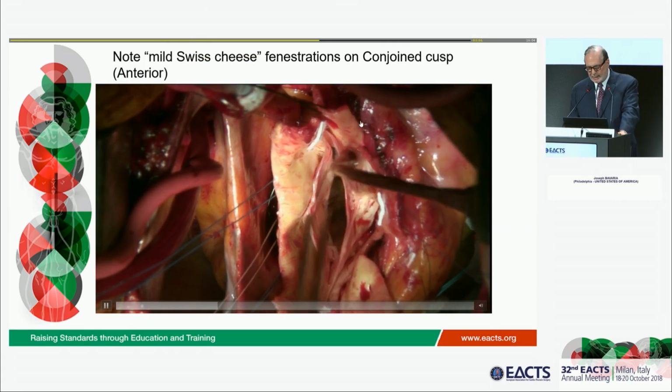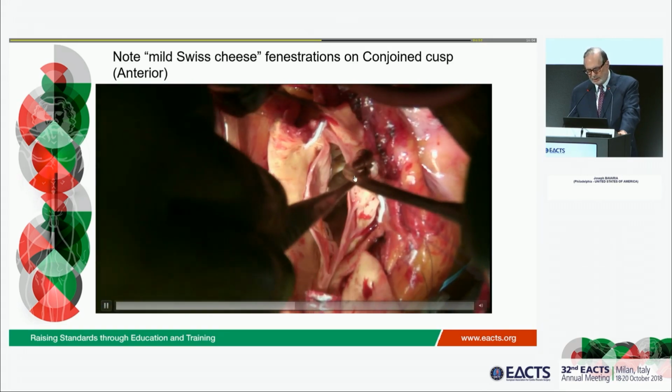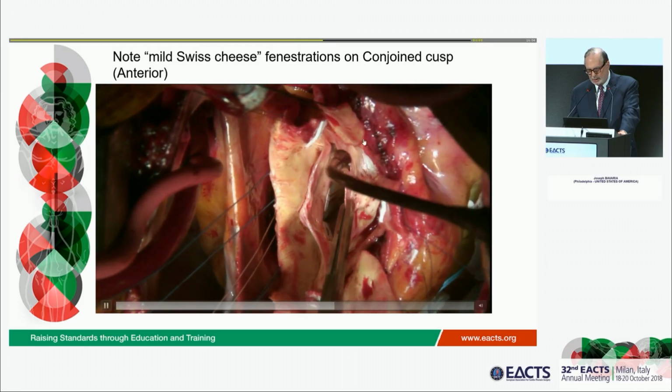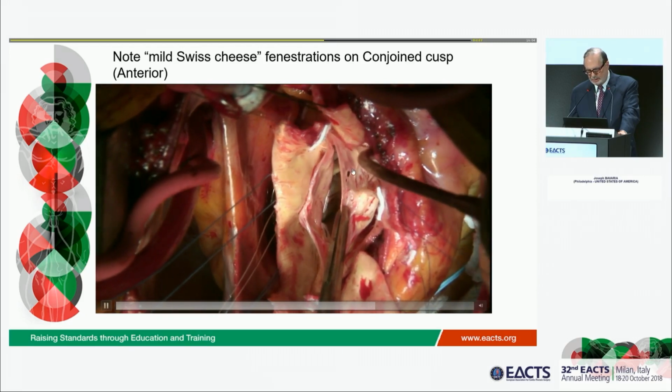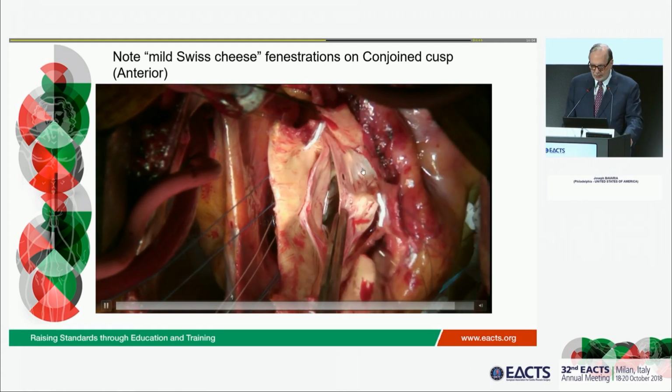And this is not a classic fenestration at the commissures. This is a multiple fenestration, a kind of a mild Swiss cheese valve. You can see these little fenestrations. This is one big one throughout the entire conjoined leaflet or anterior leaflet.